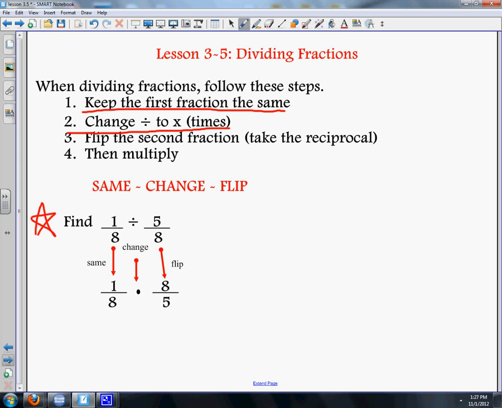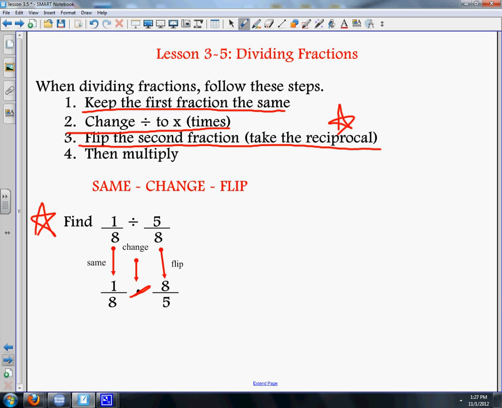Now the steps get a little trickier, but I believe you can handle it. You're going to flip the second fraction or take the reciprocal if we're using some vocabulary terms here. So in the example, you can see that we have 5/8. We're flipping the 5/8, so now we have 8/5. Then from here, what we can do is multiply. The method that I like to use the most is cross-reducing and multiply.